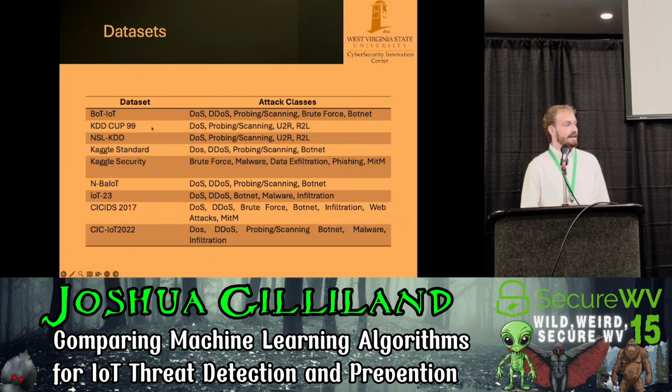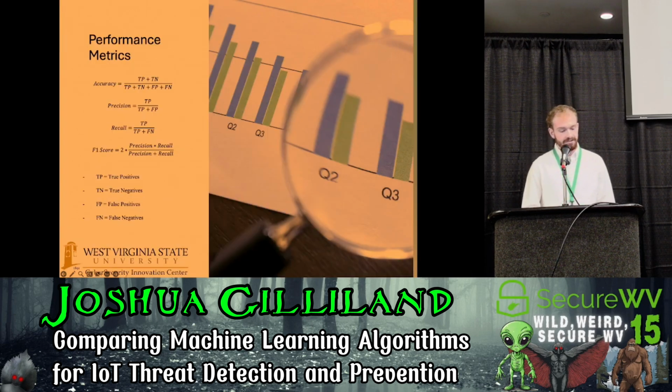And here are some common data sets that are used for cybersecurity. These have a lot of training data and specific attack classes depending on which one you use. Other data sets have more packets and fewer packets. So depending on the machine learning algorithm you're using, some data sets work better than others. And the metrics that were evaluated to show the efficiency of these algorithms were accuracy, precision, recall, and F1 score.